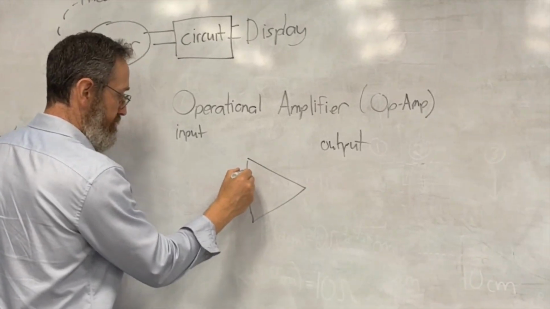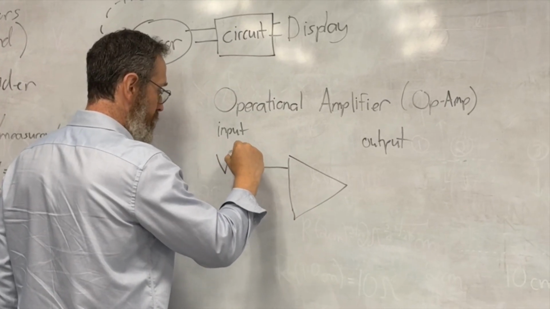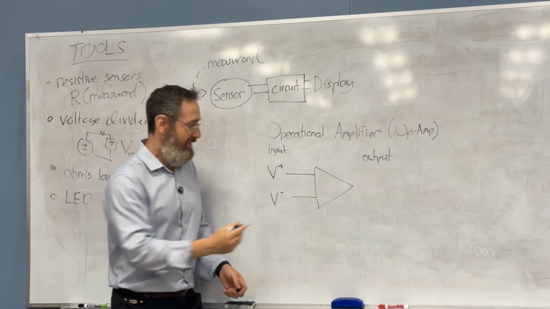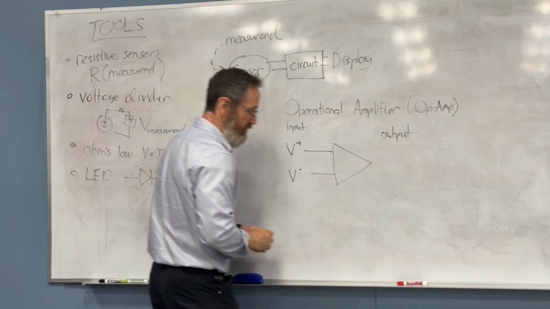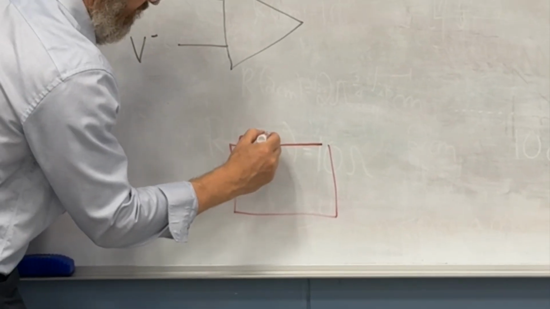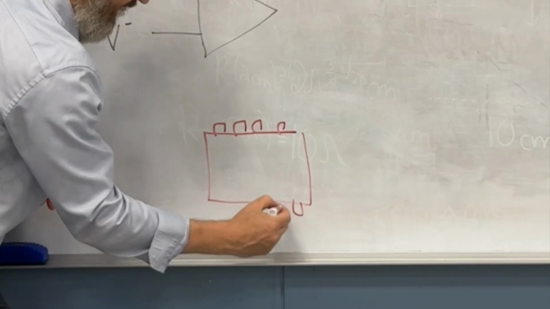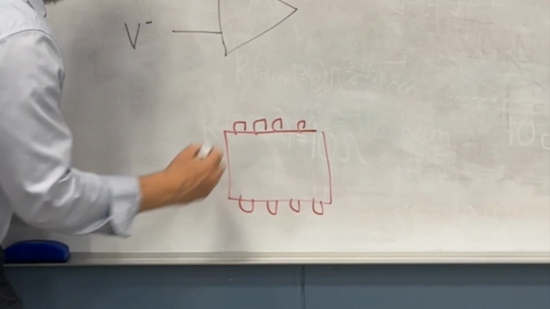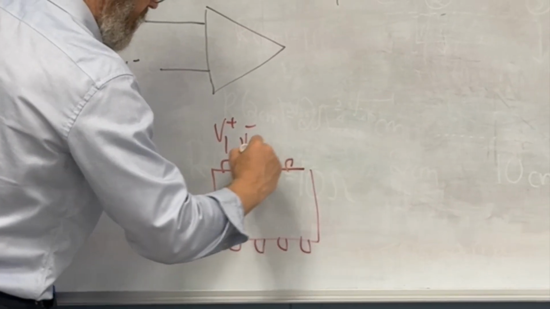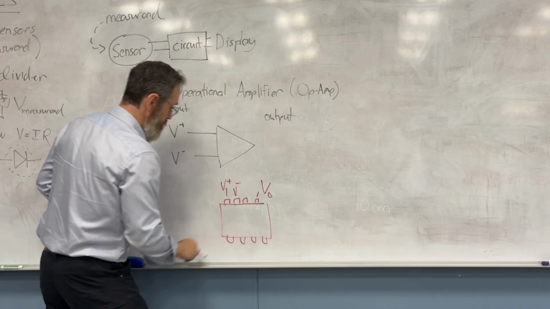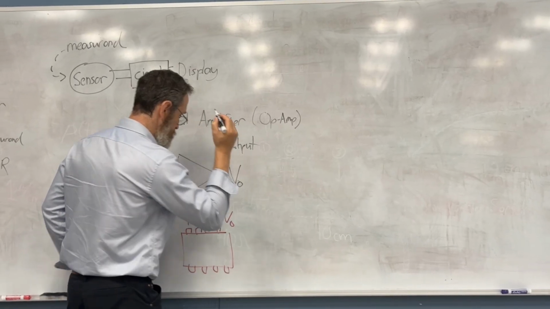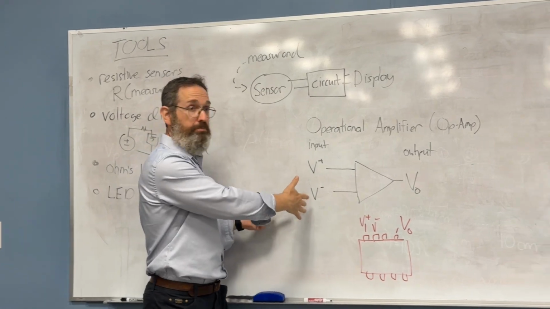There are two inputs. One is called V positive and one is called V negative. To be clear, in the actual thing, this is a square, and it might have 8 connector pins on it. Here you have V plus, here you have V minus, and then here I'll put in another pin, which is VO for V out. Two inputs, one output.